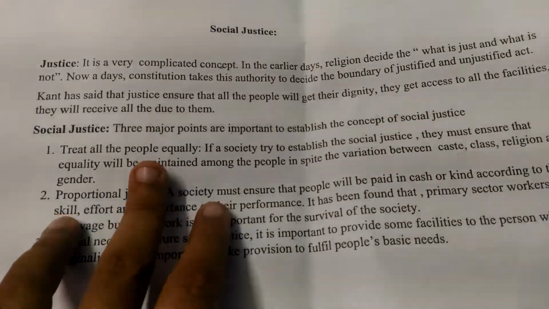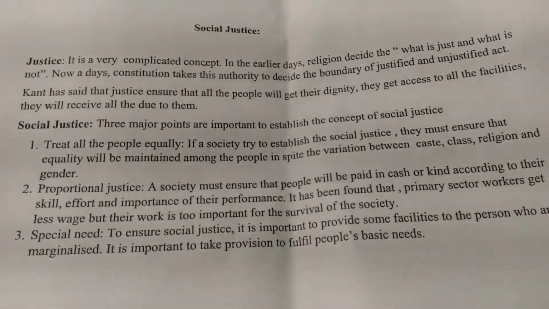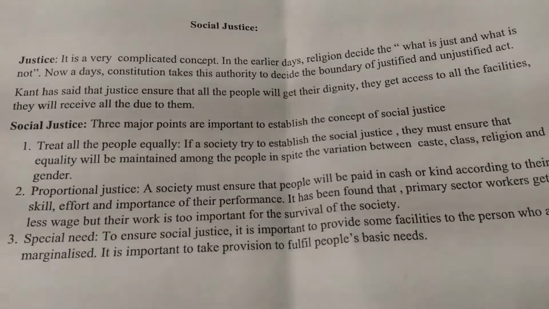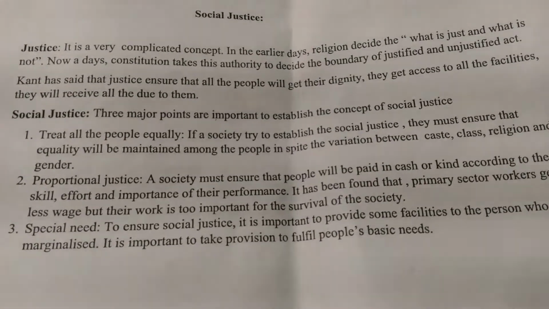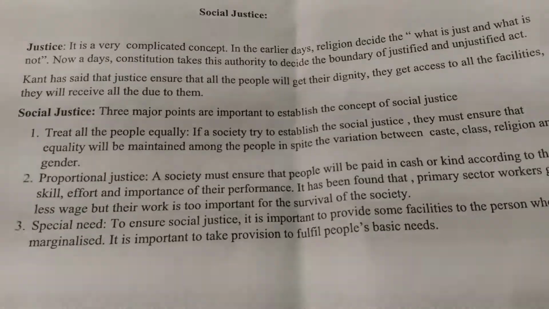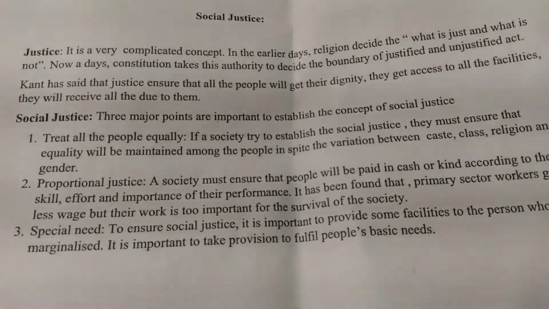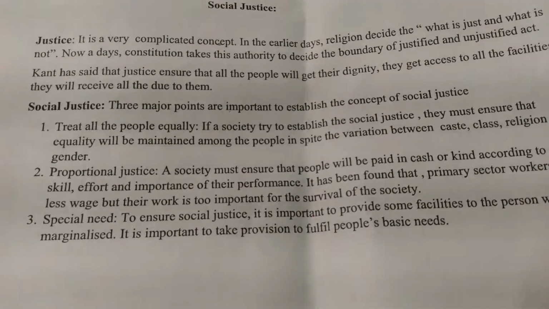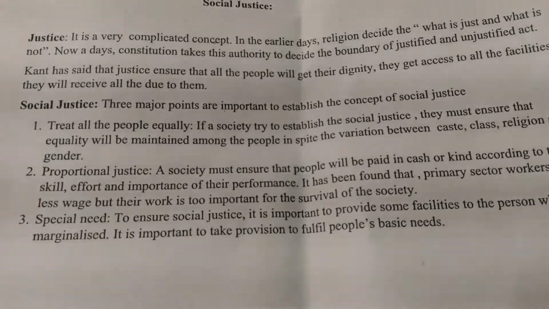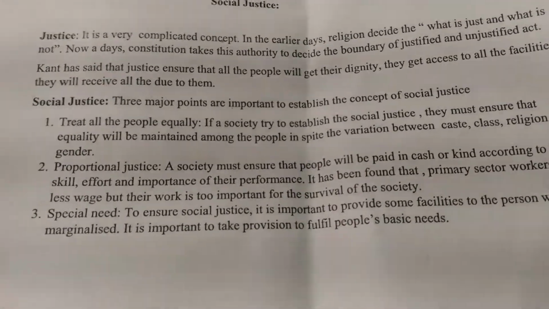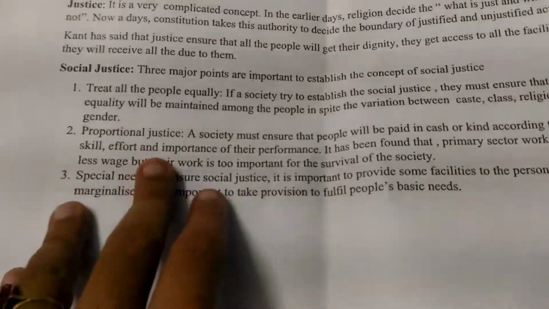First, treat all the people equally. When we are in a society, we have to treat all the people equally, irrespective of their caste, class, religion, gender, any kind of thing. We have to accept them as equal. And if a society can do this, that time they can establish the proposition of social justice. Next, proportional justice. This is very important.